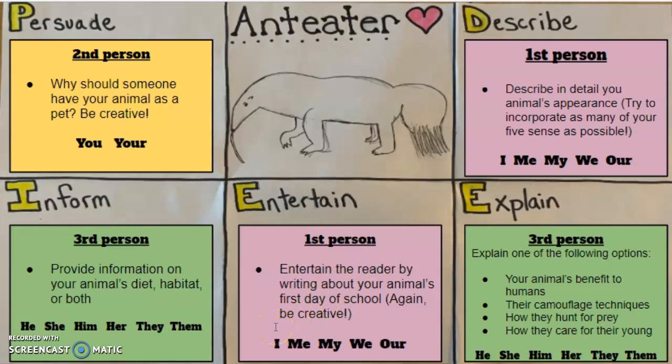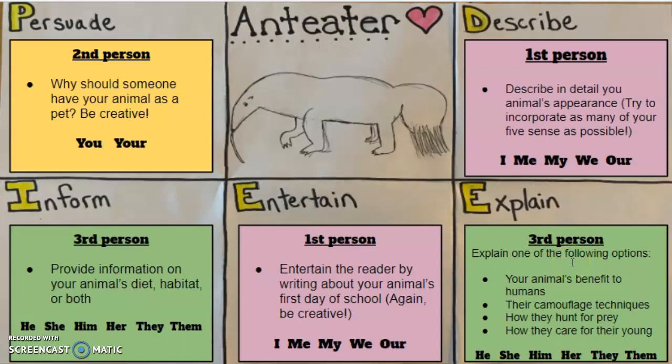So maybe they're really scared. Maybe it's a porcupine and it's going to be hard for them to carry a backpack. Maybe it's a fish and they don't really have a back that a backpack fits on, or maybe they're worried about not fitting in, or the options are limitless. So you're writing a paragraph about the first day of school as experienced by your animal. So you need to use the words I, me, my, we, or our.